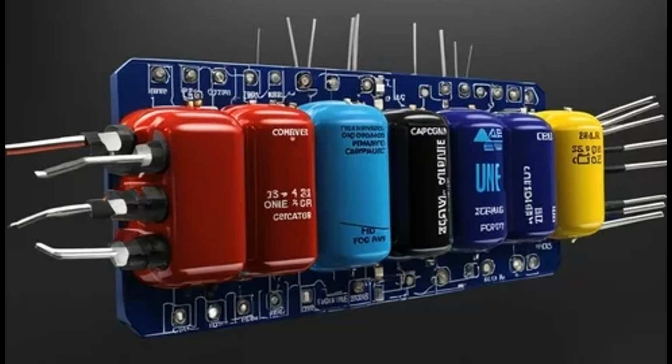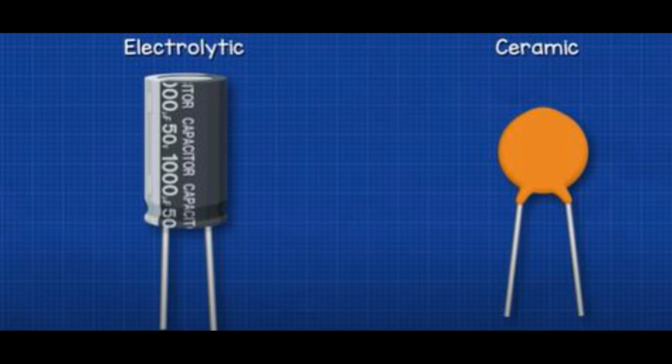Flashing LED circuits. Description. Capacitors control the timing for the on-off cycles of LEDs, creating flashing or blinking effects. Example. In decorative lights or indicators, capacitors are used to set the blink rate of LEDs for visual effects.